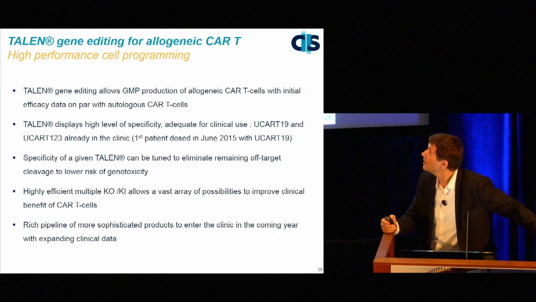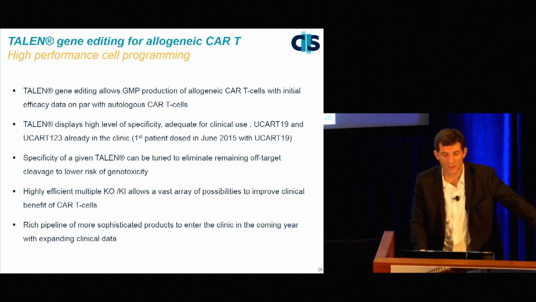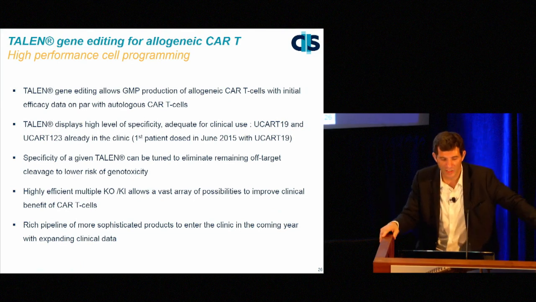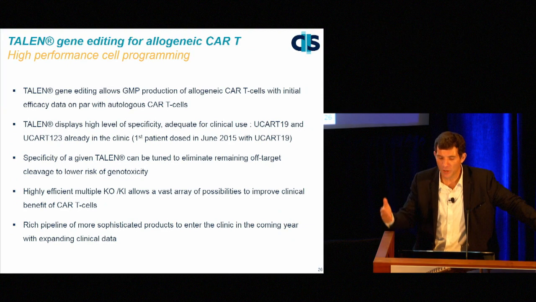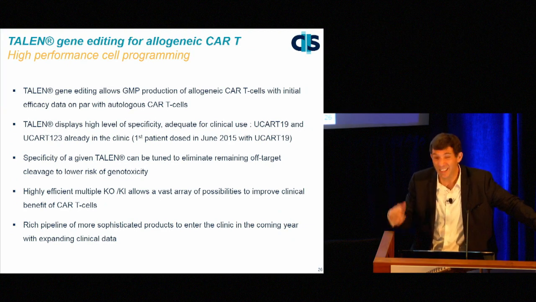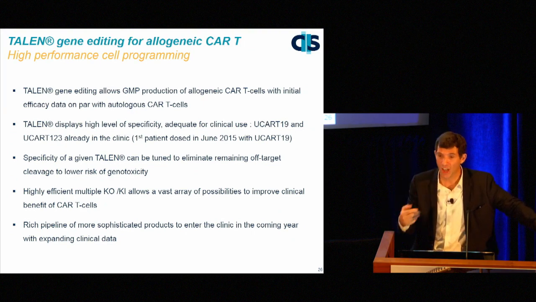So maybe some conclusions. The TALEN gene editing allows GMP production of allogeneic T cells with initial efficacies on par with autologous CAR T cells. We have 100% complete remission for CD19 CARs. The TALEN display a very high level of specificity. The first patient dosed is still in complete remission today. The second one, dosed in November 2015, is still in complete remission today. So these are very spectacular results. In a single shot, you can give complete remission.